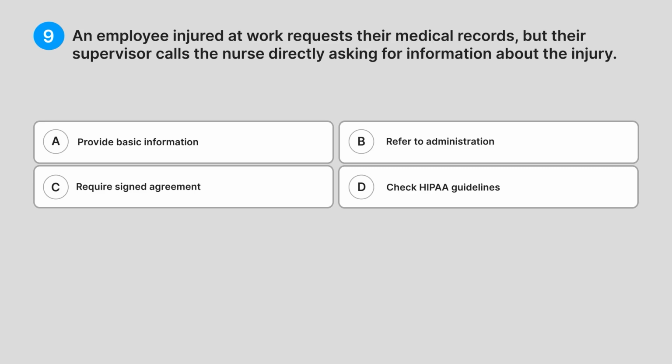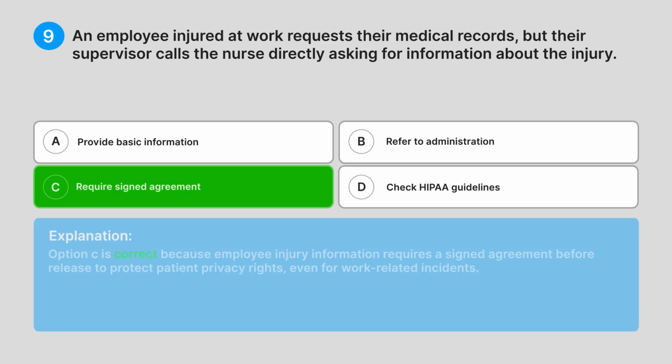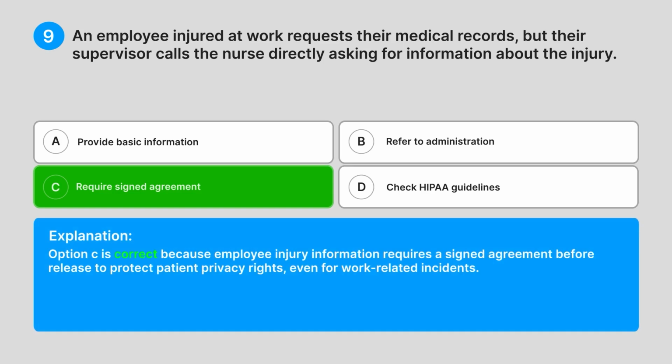Correct answer, C. Require signed agreement. Explanation. Option C is correct because employee injury information requires a signed agreement before release to protect patient privacy rights, even for work-related incidents.